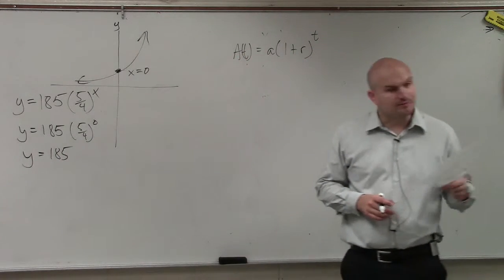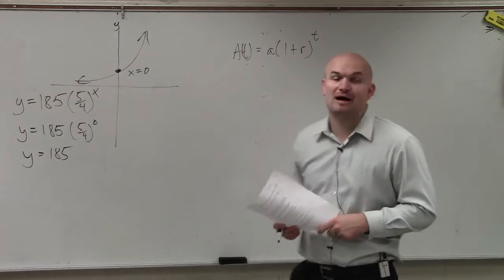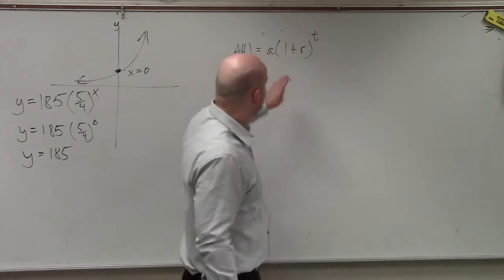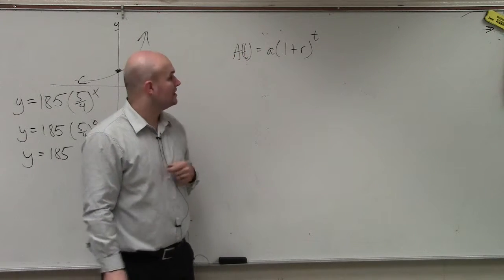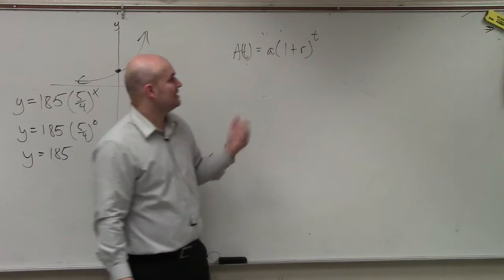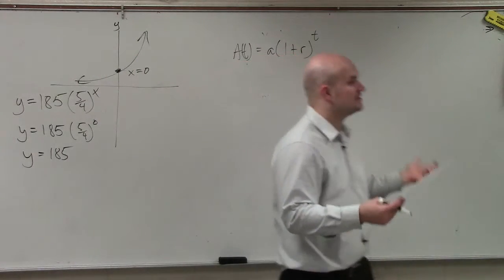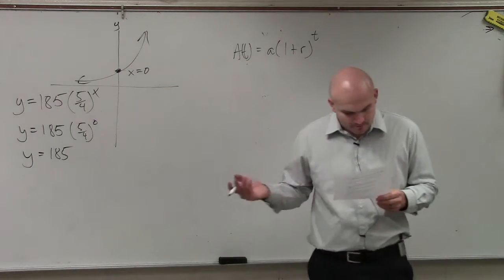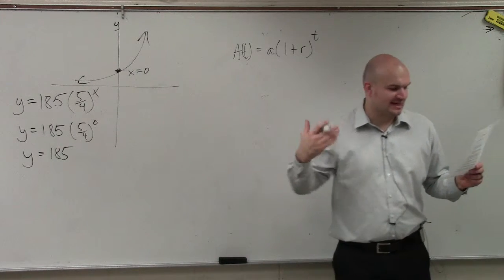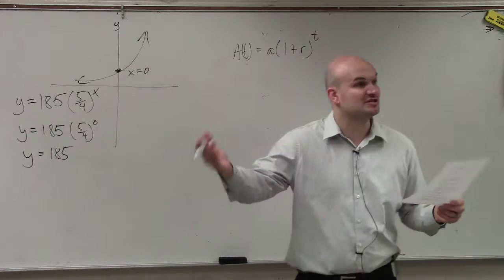And for modeling, what we said was A of t represents the amount after t time periods. A represented our initial amount. R represented our rate. And t represents our time periods. All right? So it says a new car that sells for $18,000 depreciates 25% each year for 4 years. Find the amount after the specified time.